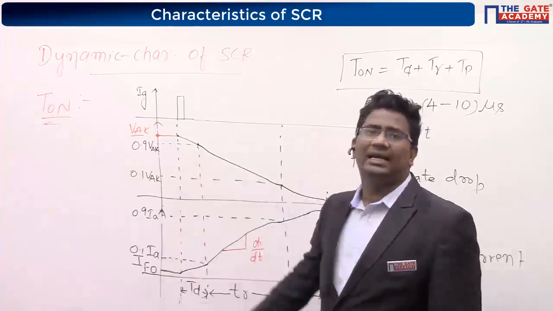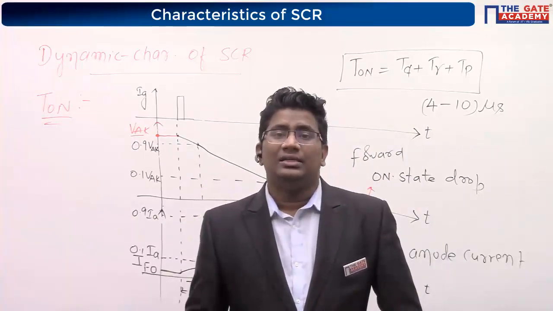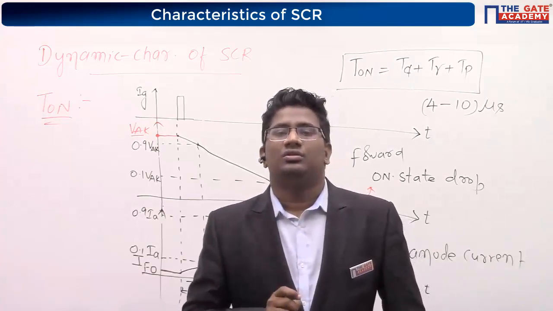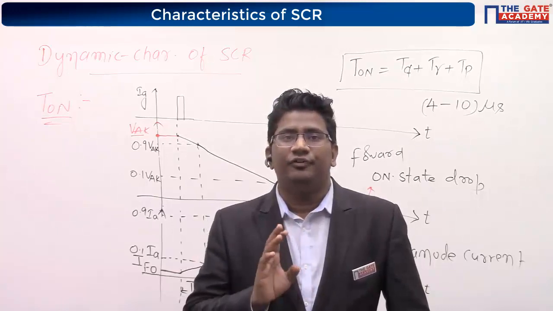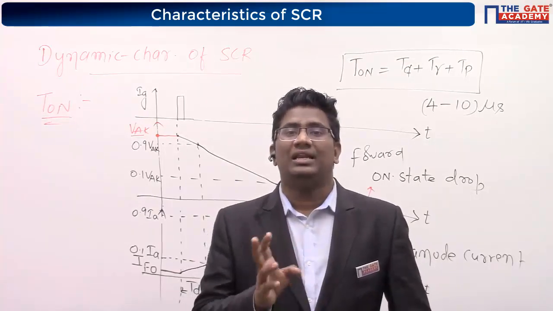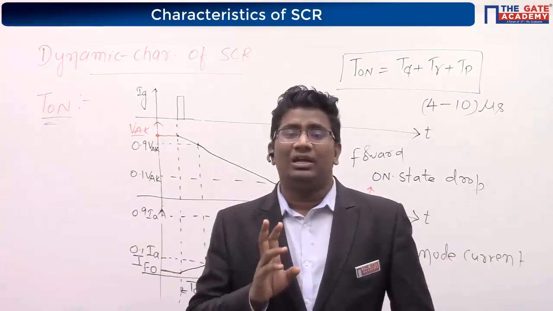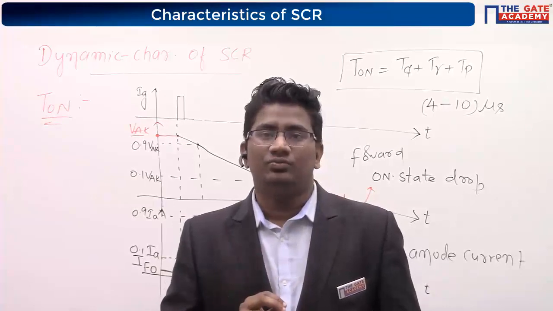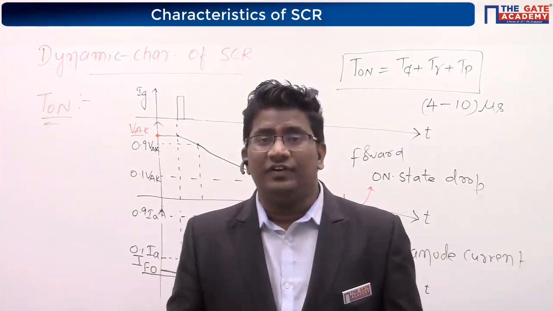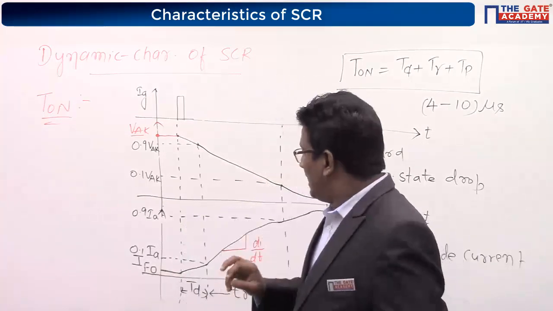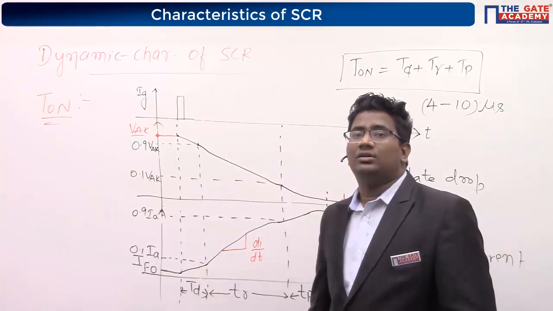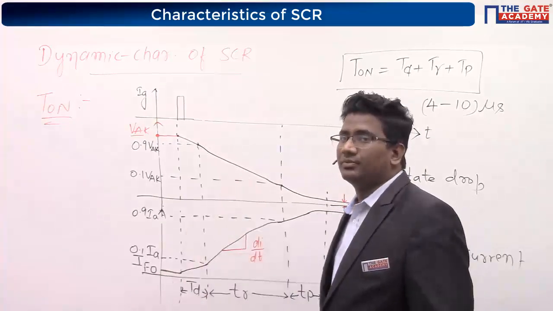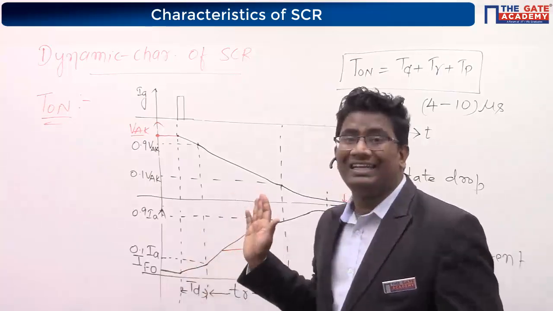Put the heading first: delay time. The time taken for the anode to cathode voltage to go from 100% to 90% of its rated value, and the anode current to go from forward leakage current to 10% of its rated value. Again, I am repeating.